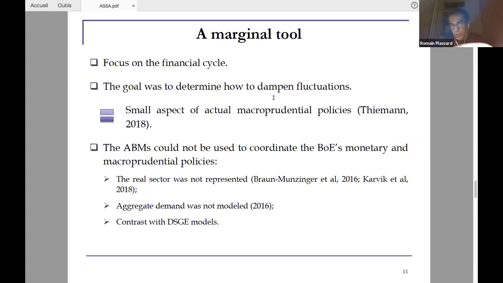This situation contrasts with DSGE models. At the BOE, DSGE models are used in the monetary policy area and in the financial stability area. And this contrast is the second reason why, in my view, agent-based models are a marginal tool at the Bank of England. Now the question is whether this situation might change in the future.